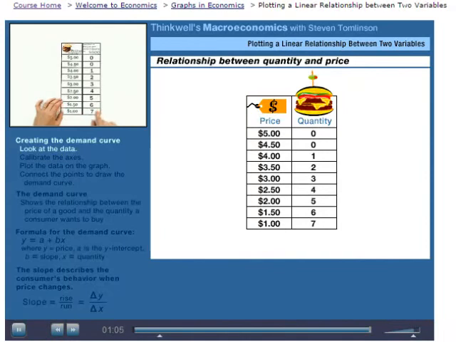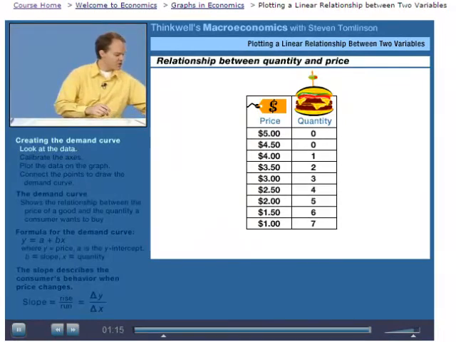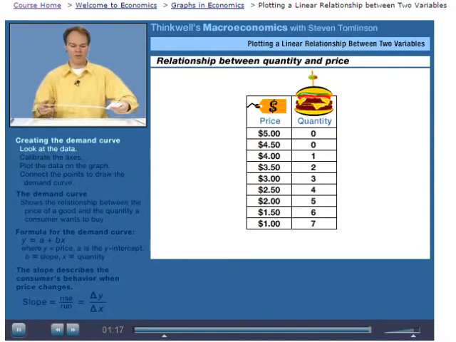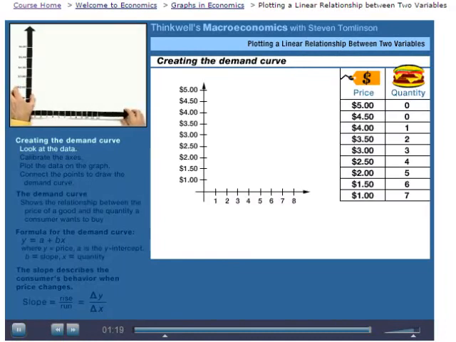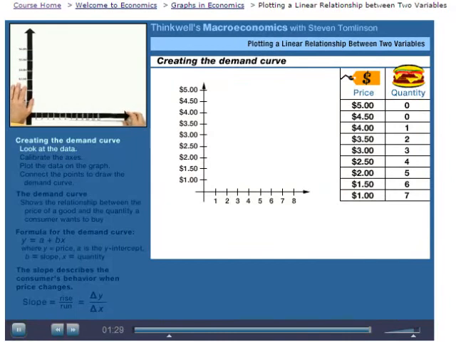Let's now represent this relationship between two variables, price and quantity, in a graph. First thing that I'll do is I will draw 2 axes and calibrate them. Here are my axes for this particular problem. The 2 variables that I'm interested in analyzing are the price of hamburgers and the quantity of hamburgers consumed per week. So let me go ahead then and calibrate my axes.